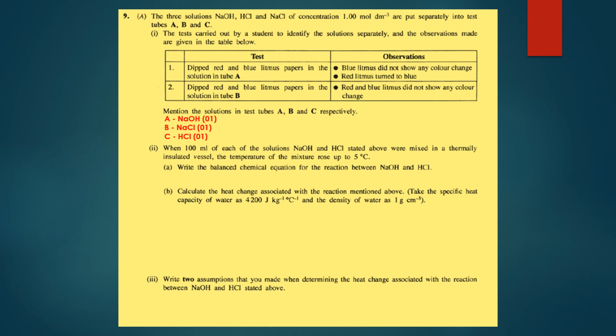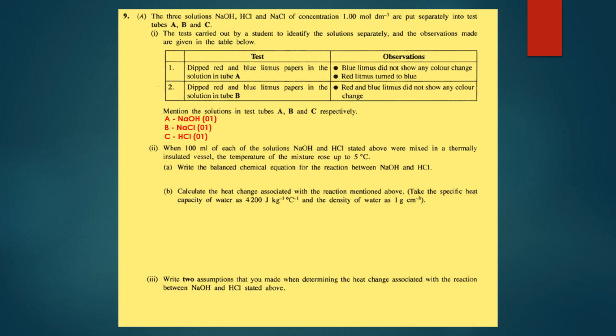Part 2. When 100 ml of each of the solutions NaOH and HCl stated above were mixed in a thermally insulated vessel, the temperature of the mixture rose by 5 degrees Celsius. A. Write the balanced chemical equation for the reaction between NaOH and HCl.